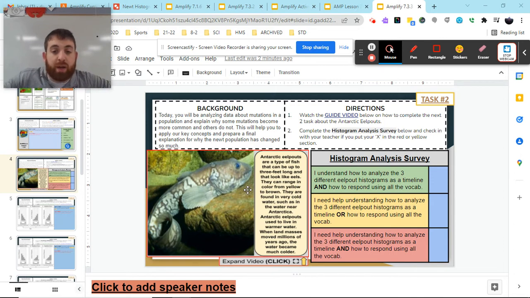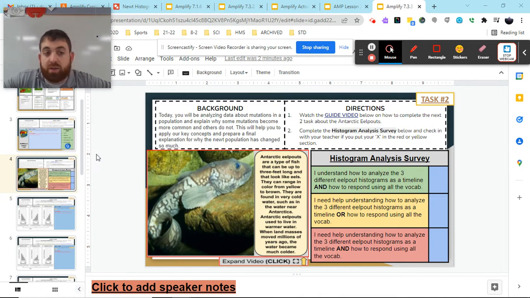Now, Antarctic eelpouts are a type of fish that can be up to 3 feet long and they look like eels. They can range in colors from yellow to brown and they are found in very cold waters, such as the waters near Antarctica. Now, Antarctic eelpouts used to live in warm waters. That used to be their environment. And then when land masses moved millions of years ago, the water became much colder. So they went from having a warm environment to a cold environment.